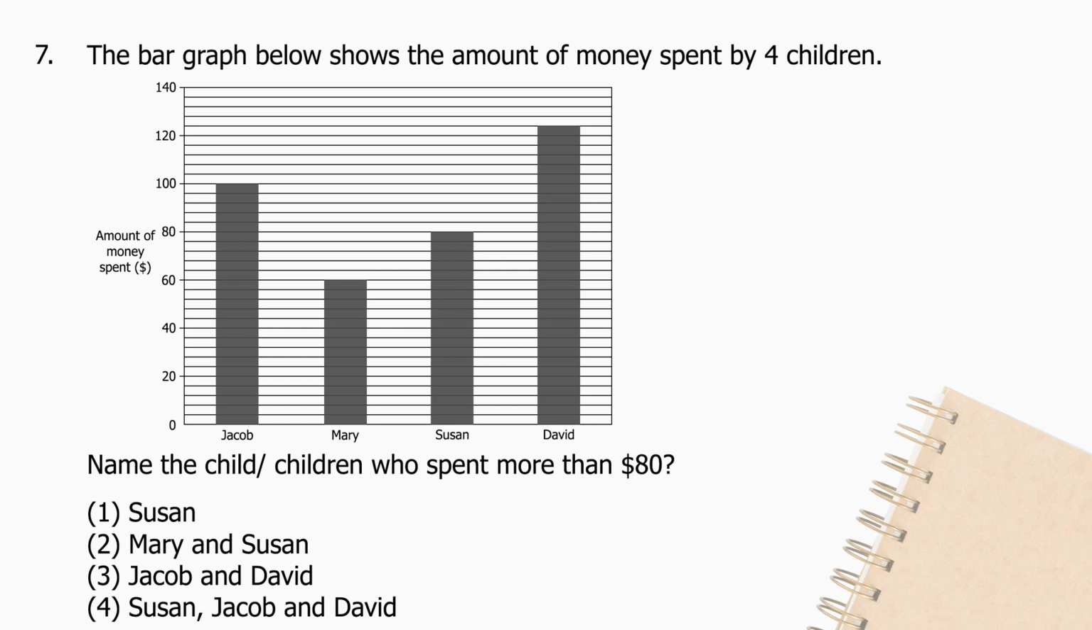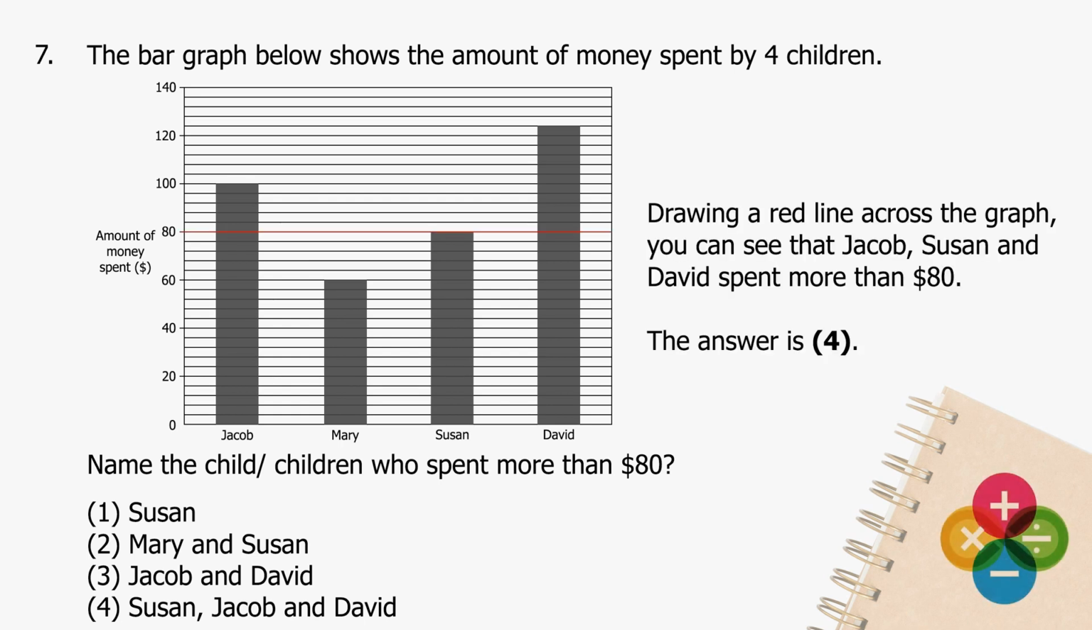Question 7. The bar graph below shows the amount of money spent by 4 children. Name the child or children who spent more than $80. Drawing a red line across the graph, you can see that Jacob, Susan, and David spent more than $80. The answer is 4.